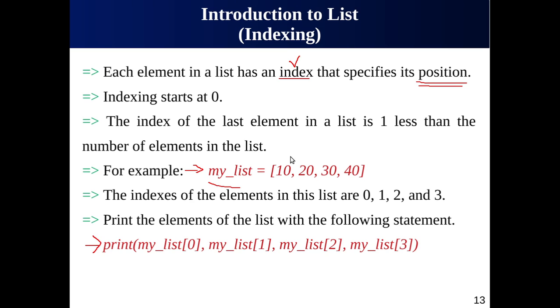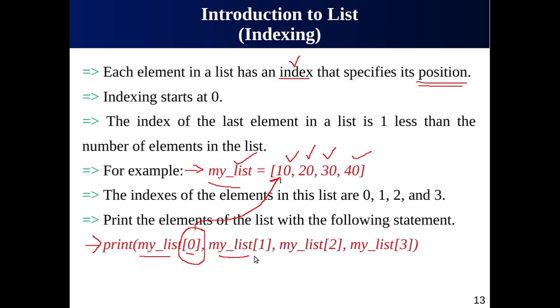If you want to say where the first element is stored, where the second element is stored, where the third element is stored, and where the fourth element of this list is actually stored, or what are their positions, you can do this with the help of this statement. My list is actually the name of this list, and this is the way to access the elements stored at these locations. 0 means first location. So the element stored at the first location is 10. So it will display 10.